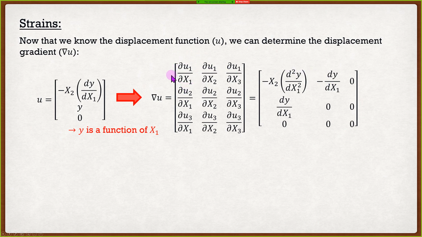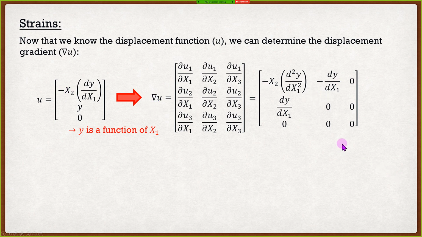So our first thing here is the partial derivative of u1, which is this component here, and we're taking it with respect to x1. Since y is a function of x1, we take the derivative of this whole thing yet again, which is why we get the second derivative of y with respect to x1. Now, for the second component, I'm taking the derivative of u1, this first component up here, but this time with respect to x2. In this case, I have my x2 here, which just goes to 1. So therefore, it's negative dy over dx1.